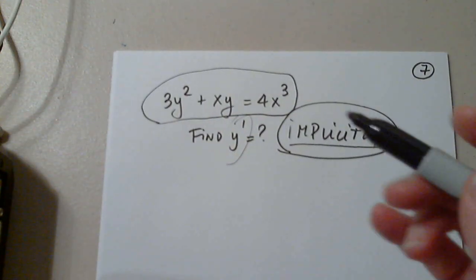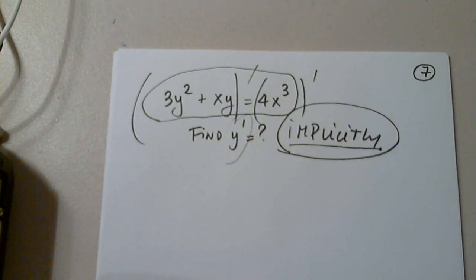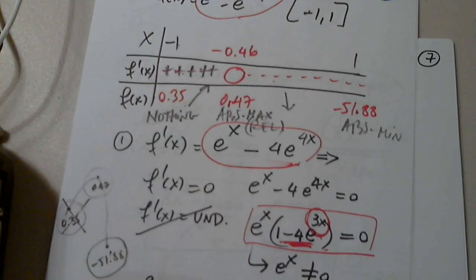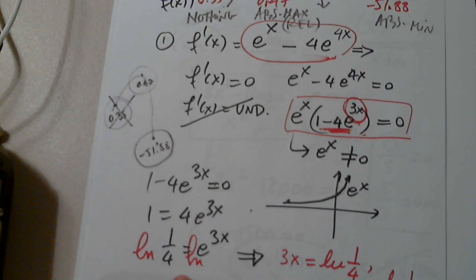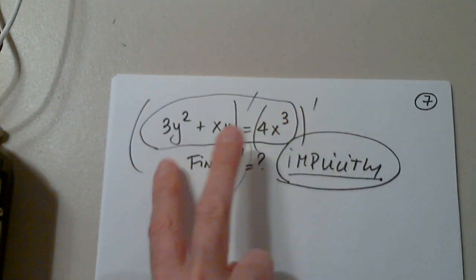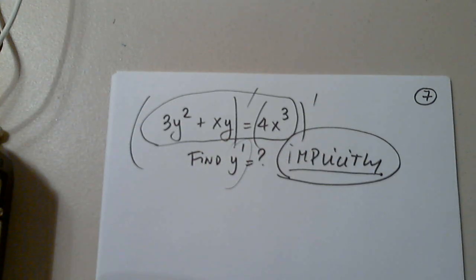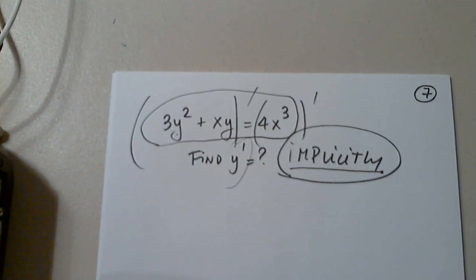So how am I going to do it? I'm going to differentiate both sides. How come? Well, in the same way, 20 minutes ago, we applied natural log to both sides. If I am allowed to apply natural log to both sides, I am allowed to differentiate both sides, as long as I apply the same procedure to both sides. Okay, but I have to remember that y is a function.